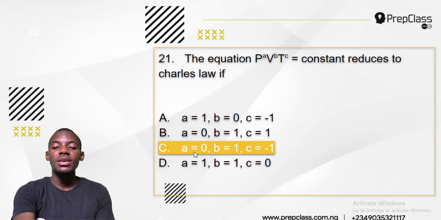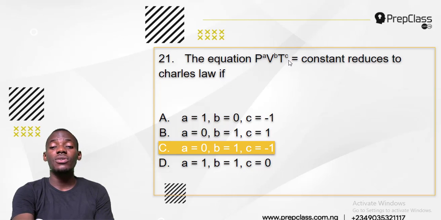That means that P is raised to power 0. That's my A, which is 0. Then for my B, volume is 1. And my C, for T, sorry, is minus 1. And that is the answer to number 21.